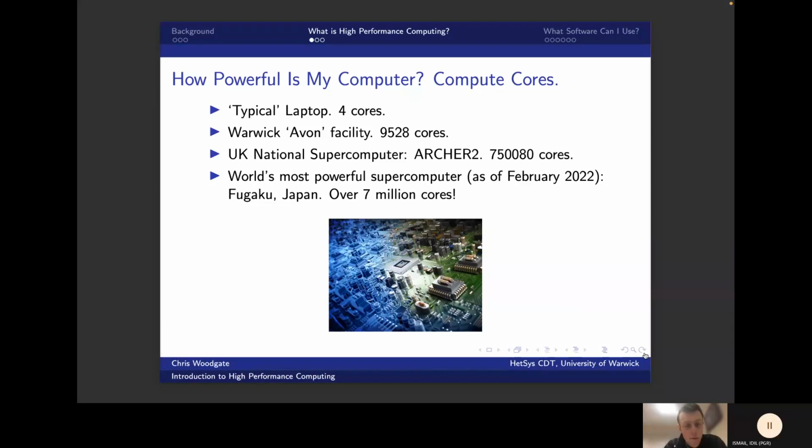The UK national supercomputer, now I do have a colleague actually who runs simulations on this supercomputer. This is called Archer 2. It's based up in Edinburgh. Now Archer 2 has around 750,000 cores. Okay, so already 75 times as many as the local Warwick machine. And then for a bit of fun, I said, well, what's the most powerful supercomputer in the world? At the moment, it's a machine called Fugaku, I believe I'm pronouncing that correctly, in Japan. And that has over 7 million cores, so almost 10 times as many cores as Archer does.